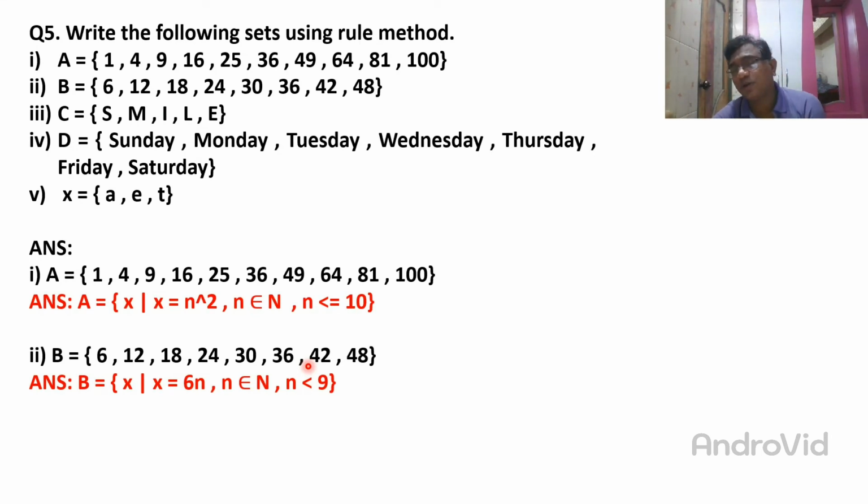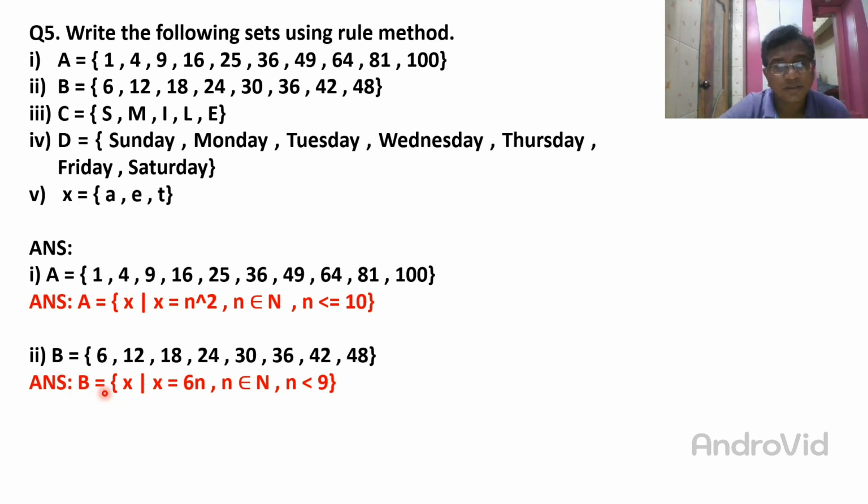So we can say n is smaller than 9. If you want to check, 6 1s are 6, 6 2s are 12, 6 3s are 18, 6 4s are 24, 6 5s are 30, 6 6s are 36, 6 7s are 42, 6 8s are 48. So this is the 6 table, meaning 6n multiplied by 1, 2, 3, 4, 5, 6, 7 and 8. So this n is smaller than 9.